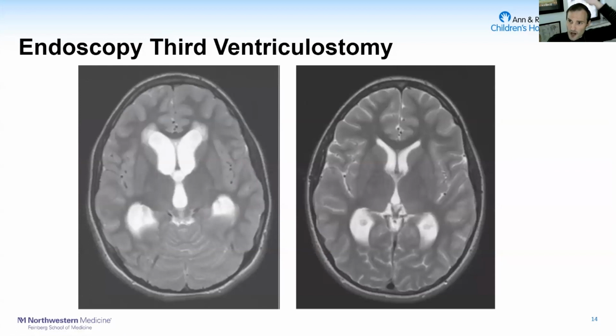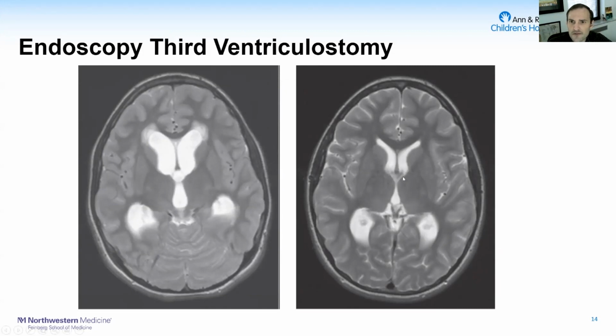So this is an example of a scan of a patient before and after an ETV. On the left side, you can see the ventricles are large. There's transependymal flow in the brain, which means that CSF is under high pressure and it's starting to migrate into the parenchyma of the brain.